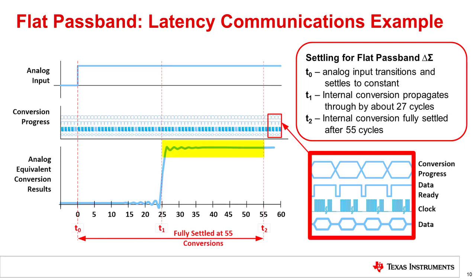Once the output responds, however, there is another 28 cycles before the output fully settles. In other words, the output will be fully settled after 55 conversion cycles. This kind of response is somewhat analogous to applying a step input to an RLC circuit. There is a delay, a rise time, and settling associated with the response.